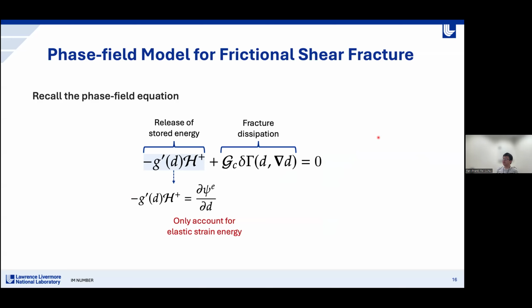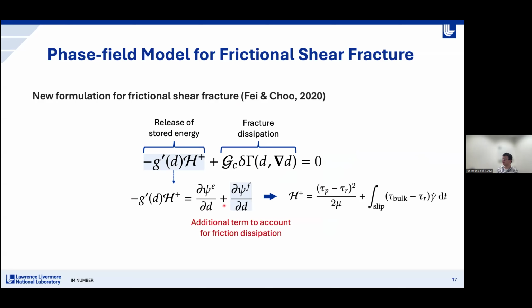And let's first recall this original phase field formulation. And here, this first term only accounts for the release of the elastic strain energy. So in order to account for the effects of the friction on the shear fracture propagation, we introduced an additional term in the equation, and this psi f here basically represents the energy loss due to the friction during the shear fracture propagation. And through some derivation, we finally get the expression of this H plus term, which we call the crack driving force term in the phase field equation.